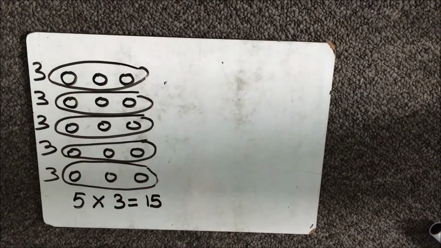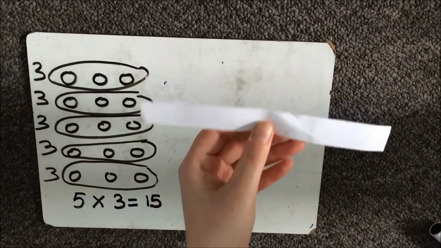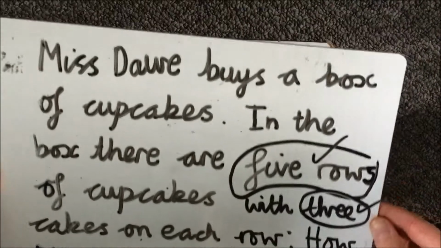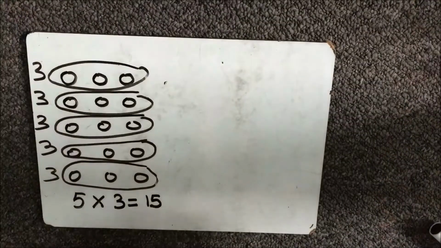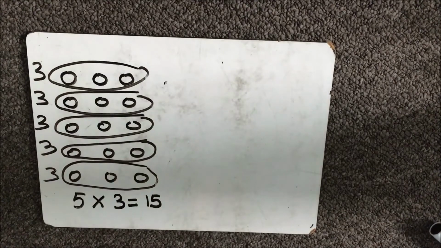I would now like you to do it as a bar model. How many pieces do you need to cut it into? How many parts are there? How many rows are there? What do you need to write on each row? And what's your answer? Have a go at doing that now.